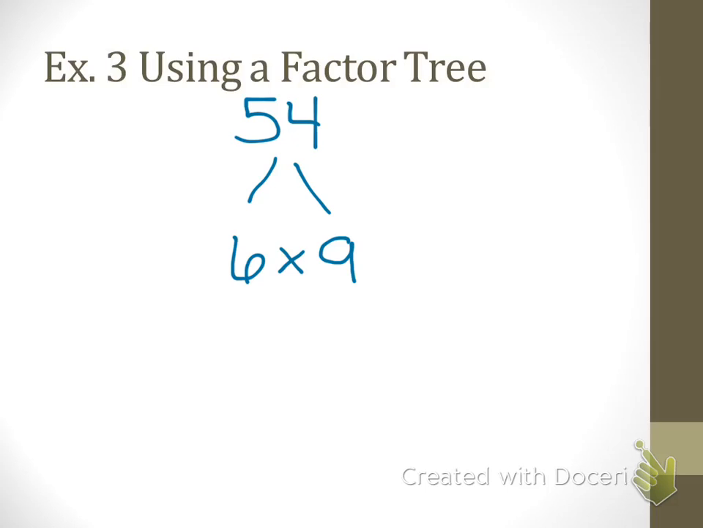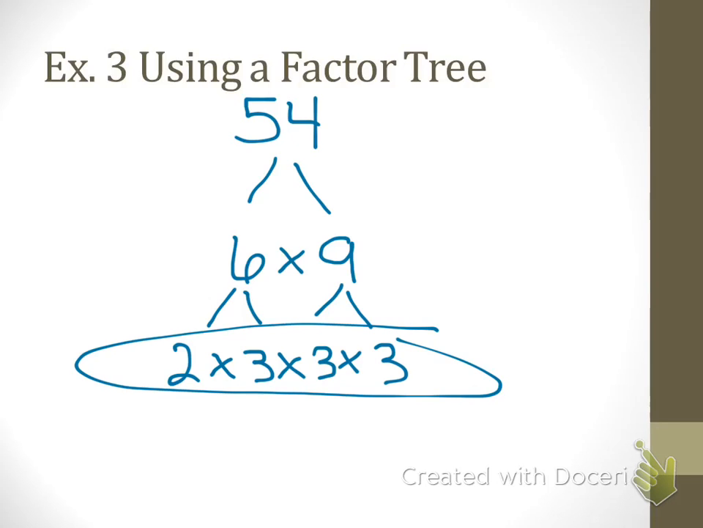And then you ask yourself, okay, 2 numbers multiplied together to equal 6. What would that be? 3 times 2 or 2 times 3. Okay, what about 9? 3 times 3. And you know that you're done when all the numbers on the bottom row are prime numbers. Are they all prime? Yes, they are. Okay, but that's not your final answer.